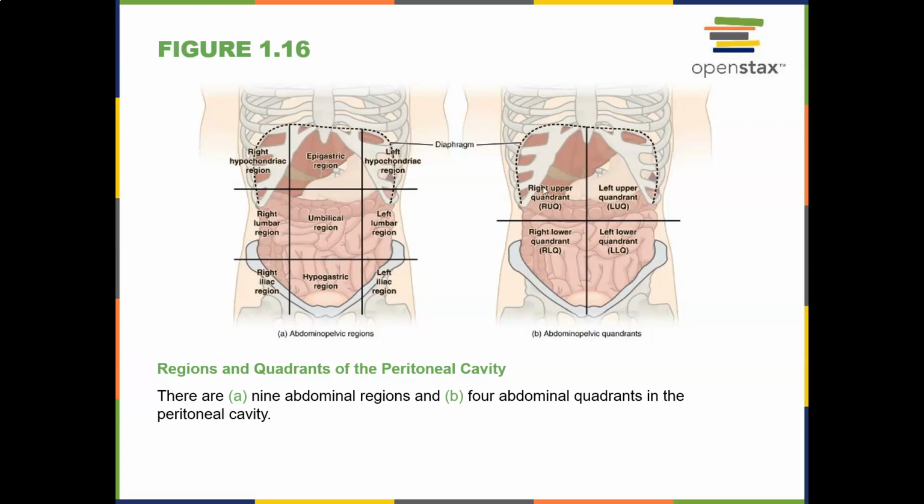You can also break it up into quadrants: right upper quadrant, left upper quadrant, right lower quadrant, left lower quadrant. So another good quiz question would be, the gallbladder is found in the right upper quadrant. The stomach is found in the left upper quadrant. The appendix, portion of the small intestine, large intestine, is found in the right lower quadrant. Okay, so making sure that you know which organ is found in which region, also which quadrant, are excellent quiz questions, and something that you should know for the rest of your life.